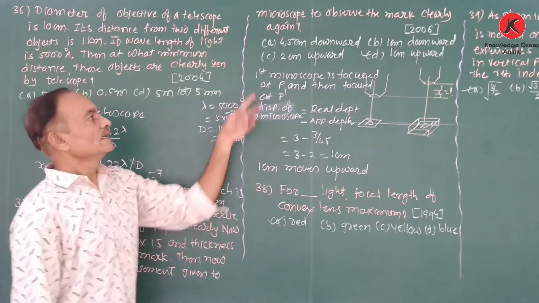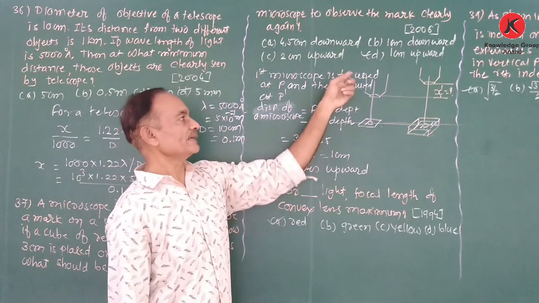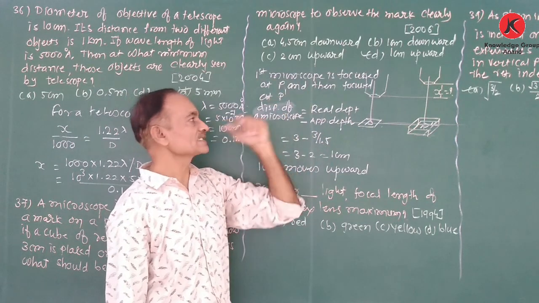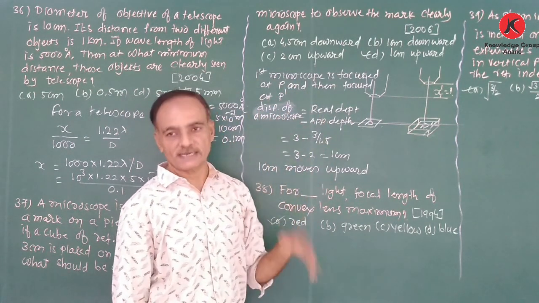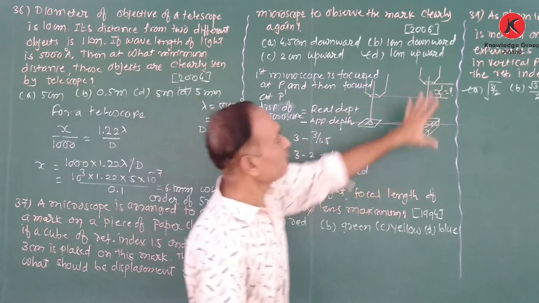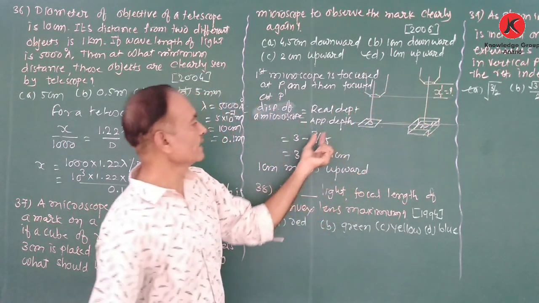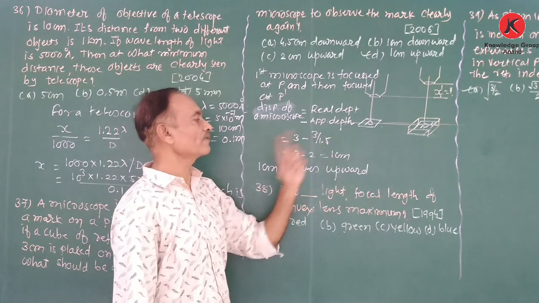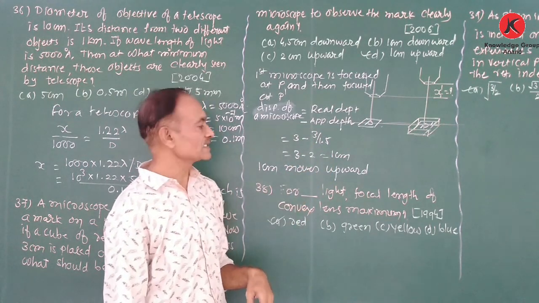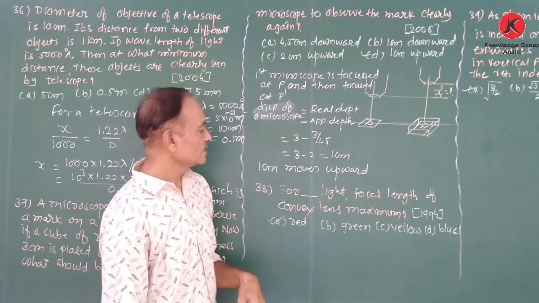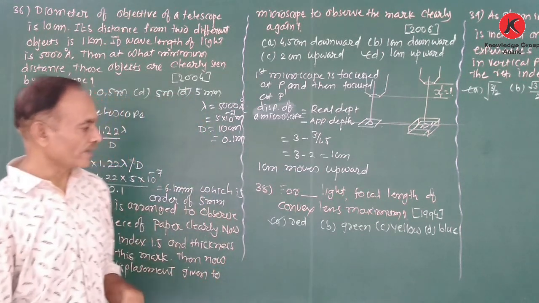So here, first the microscope is focused at P and then at P'. Therefore, the displacement of the microscope is equal to real depth minus apparent depth. Therefore, 3 minus 3 upon 1.5. So 3 minus 2, that means 1 centimeter. So 1 centimeter moves upward.